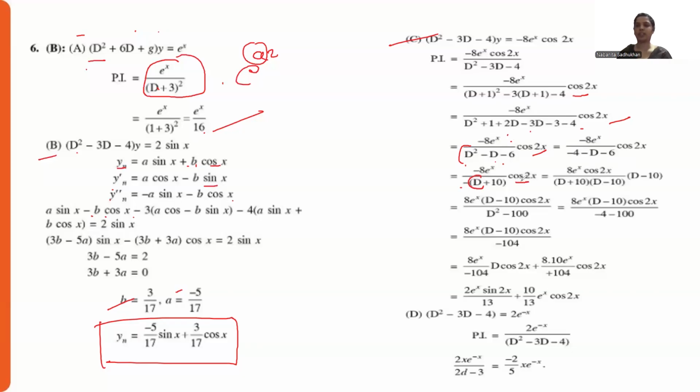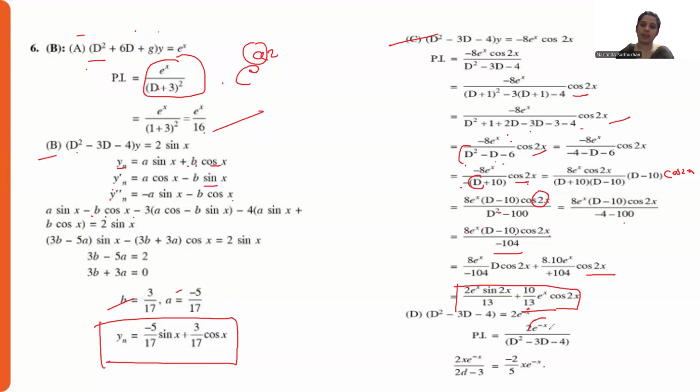Now since we are having only D, we cannot apply it on cos 2x, so we are going to rationalize and multiply and divide by D minus 10. So we have (D minus 10) into cos 2x. Now, if we put it in, we have D square minus 100 in the denominator. Again, in place of D square, we are going to put minus 4. So we have minus 4 minus 100. So you have 8 e to the power x (D minus 10) cos 2x over minus 104. Then you have 8 e to the power x over minus 104, the derivative of cos 2x, plus 8 into 10 e to the power x over 104 cos 2x. Solving it, we got this. So from there, we can say this is the particular integral for option C.